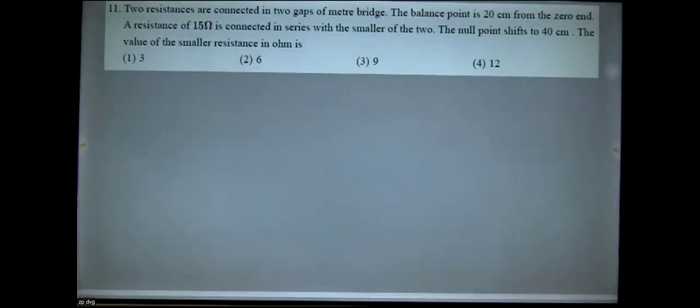So look at this question. Two resistances are connected in two gaps of a meter bridge. The balance point is 20 centimeters from 0, and a resistance of 15 ohm is connected in series with the smaller of the two. Null point shifts to 40 centimeters. The value of smaller resistance in ohm is. So what is the value of the smaller resistance? That's what we need to calculate.